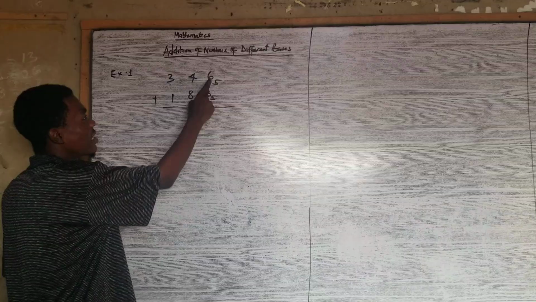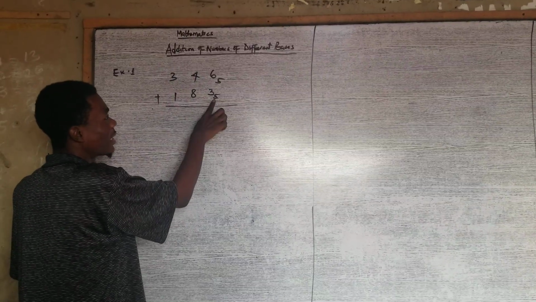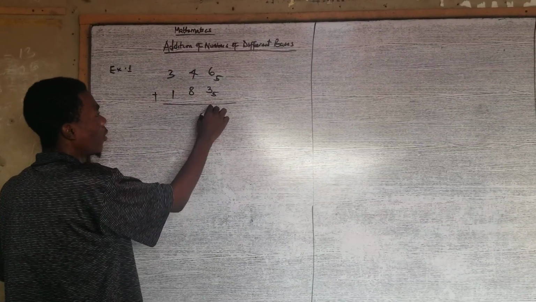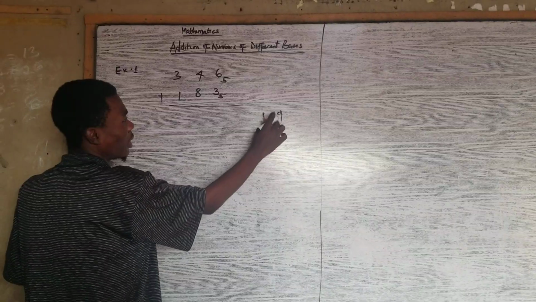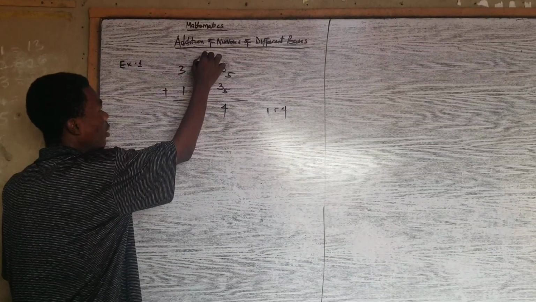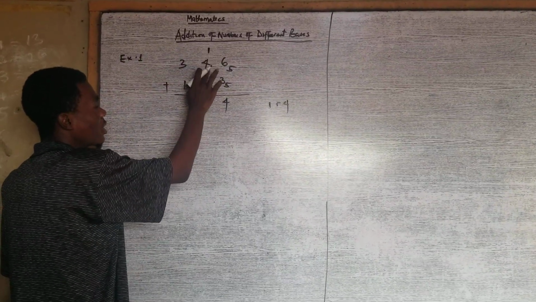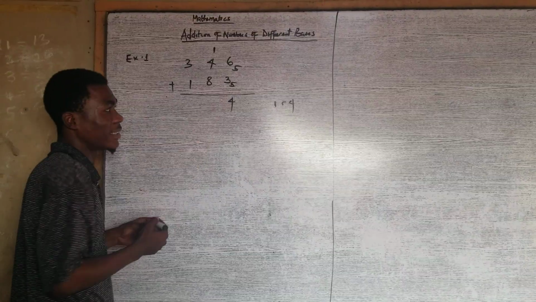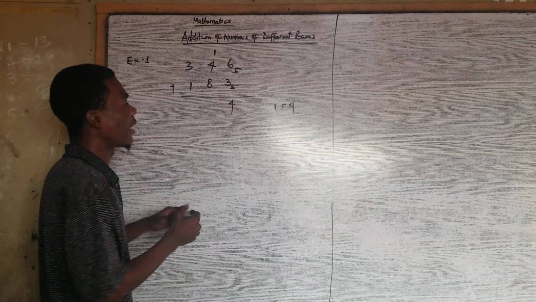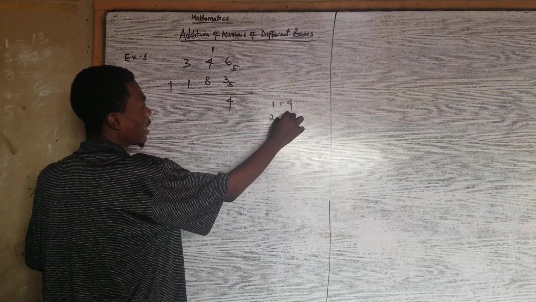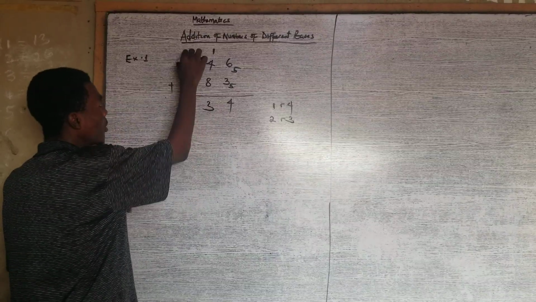Now, let's start with this. 6 plus 3 is 9. 9 divided by 5 is 1 remainder 4. So we write the remainder, which is 4, and we keep 1. 1 plus 4 is 5. 5 plus 8 is 13. 13 divided by 5, that will be 2 remainder 3. You write 3, you keep 2.